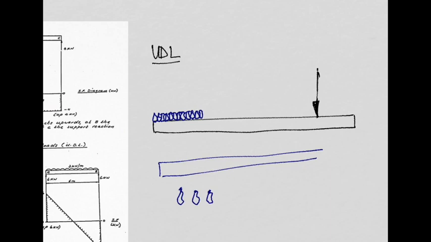This symbol that you see like this is going to indicate a uniformly distributed load. And it is normally going to be given as so many newtons per meter. So you'll take the span of the UDL, however long that is, and you'll multiply it by this value here to get the total effect.